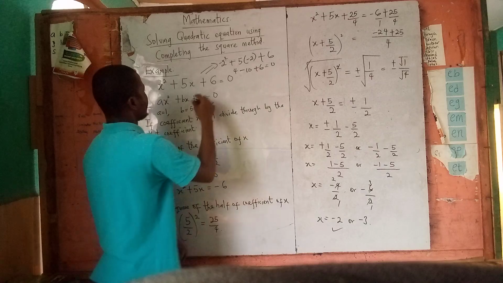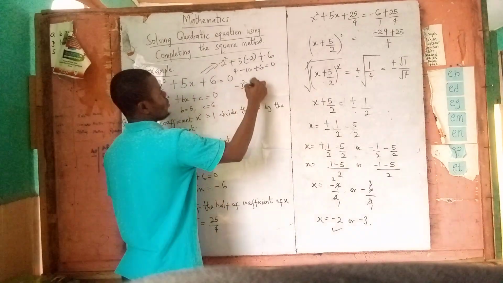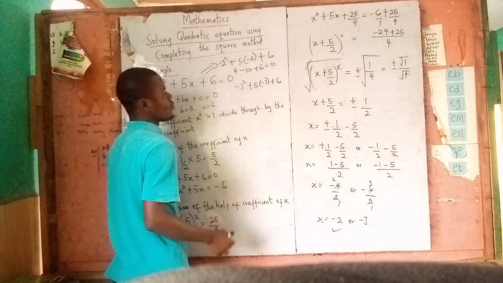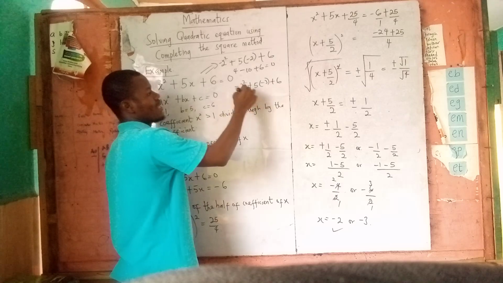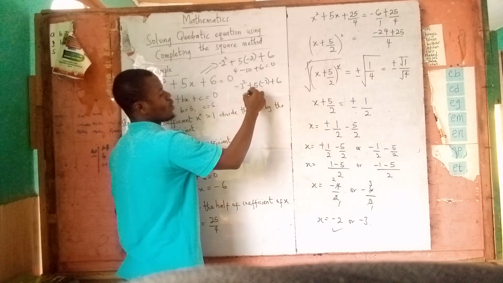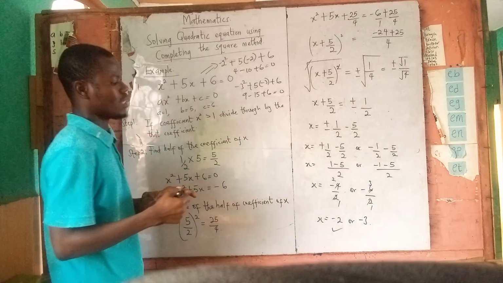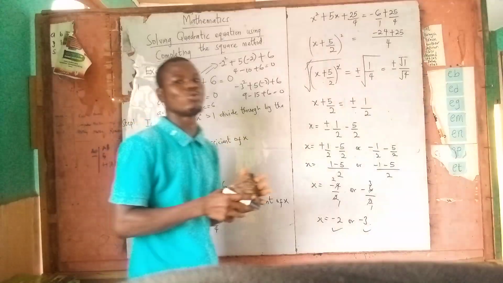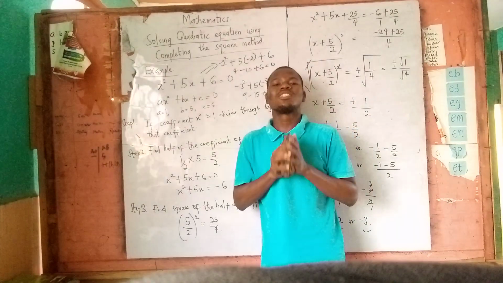Then the second one, minus 3 squared plus 5 times minus 3 plus 6. Minus 3 squared is 9, then you have minus 15 plus 6, which is also 0. So our values are both correct. So minus 2 and minus 3 are correct. So this is how to solve a quadratic equation using the completing the square method.